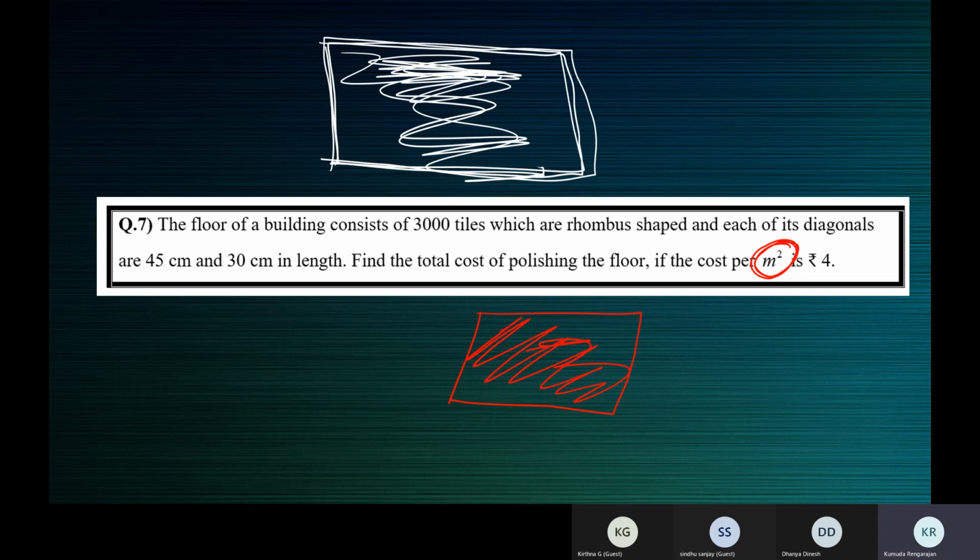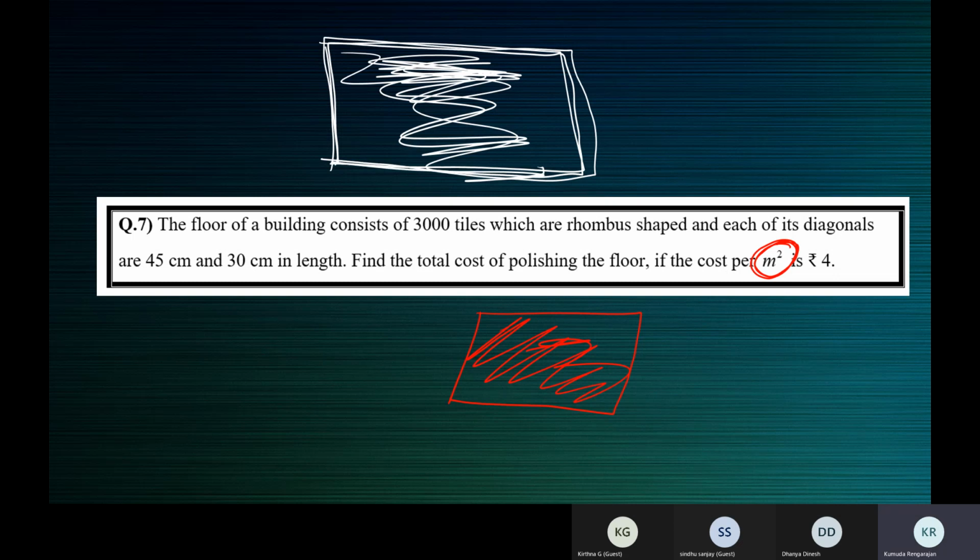So we need to find the area of one tile, multiply that by 3,000 to get the area of 3,000 tiles, which also represents the floor area, but the area will be in centimeter square. You need to convert that to meter square and then multiply by the rate to get the total cost. 1 meter square, 4 rupees. So if the floor area is 100 meters square, 100 into 4, 400 rupees will be the total cost of polishing the floor.